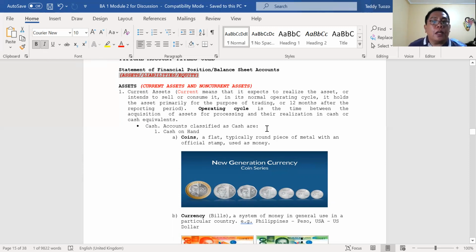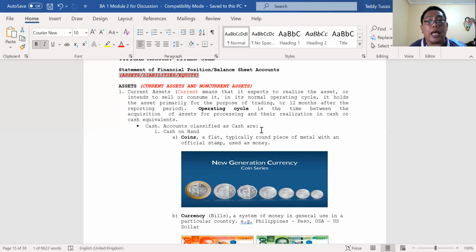Okay, there. So current assets. Current means that it expects to realize the asset or intends to sell or consume it in its normal operating cycle. It holds the asset primarily for the purpose of trading or within 12 months after the reporting period.